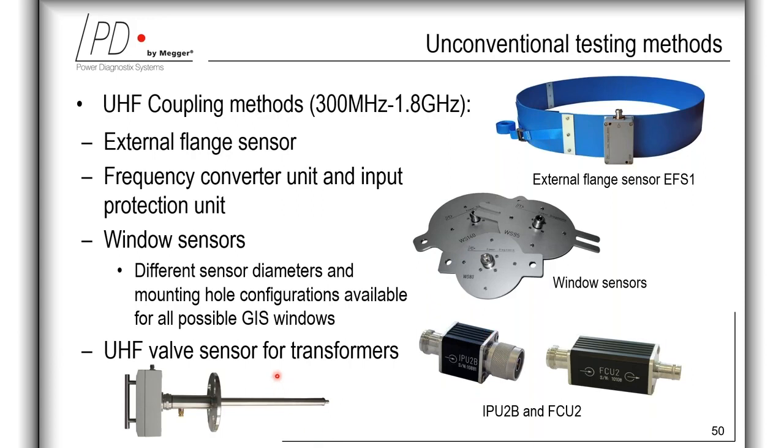And ultra-high frequency transformer sensors can be used to detect internal partial discharges on power transformers in a frequency range between 300 megahertz and 600 megahertz. And PowerDiagnostix provides the valve sensor, which is called TVS2, for the oil valves.